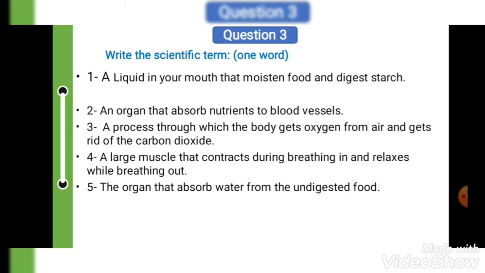Question 3. Write the scientific term which means one word. A liquid in your mouth that moistens food and digests starch. Who digests starch? It is the saliva. 2. An organ that absorbs nutrients to blood vessels. Which organ takes the nutrients and gives them to the blood? Yes, it's the small intestine.